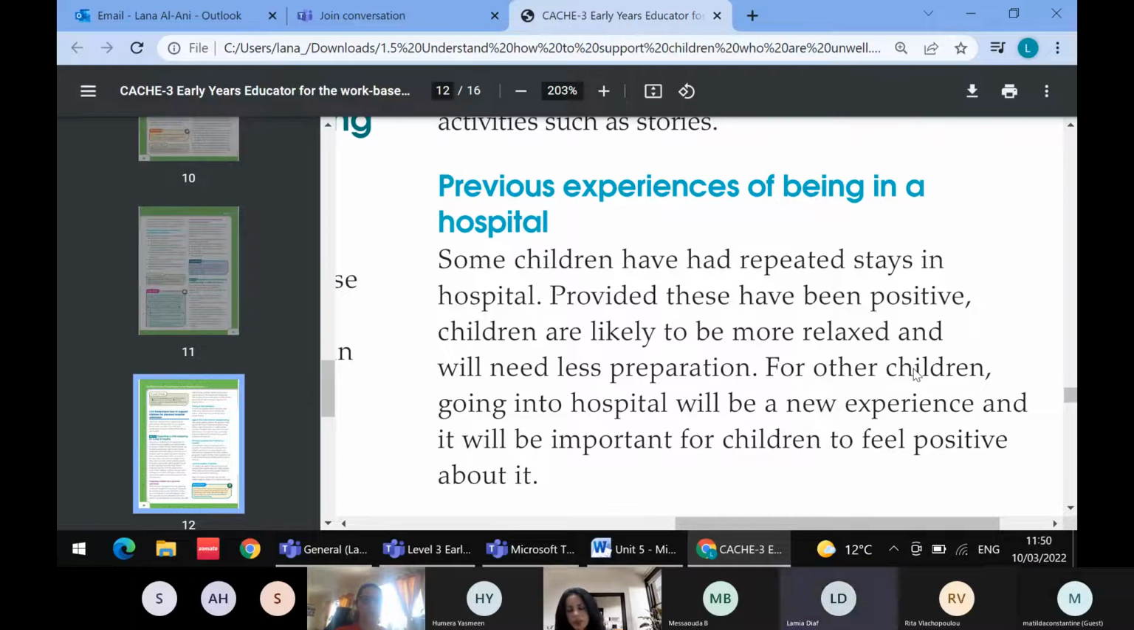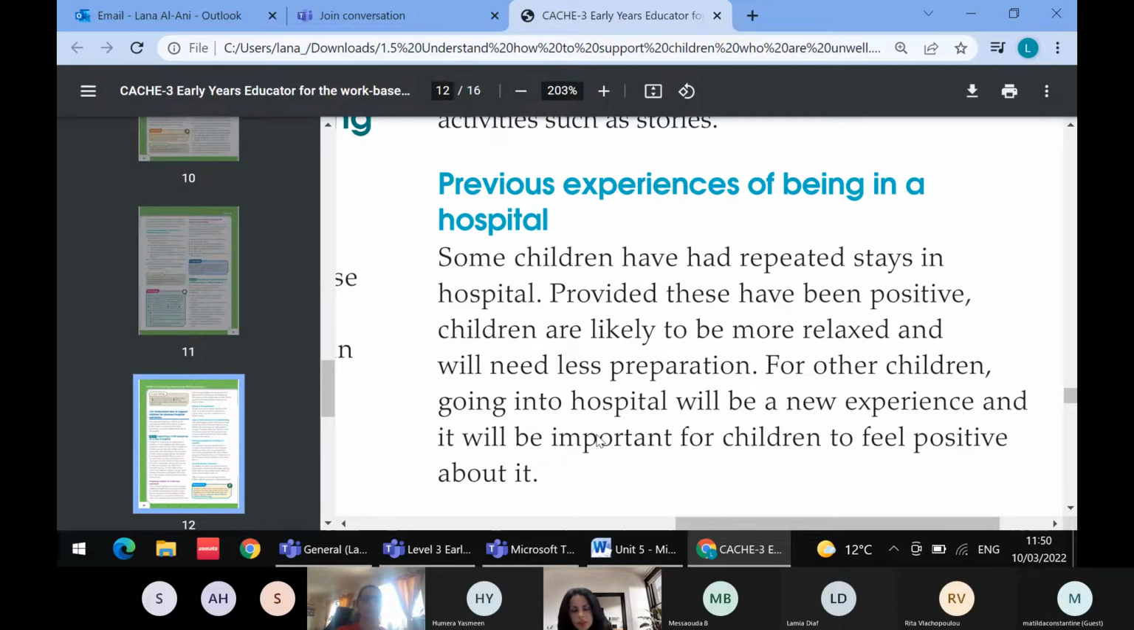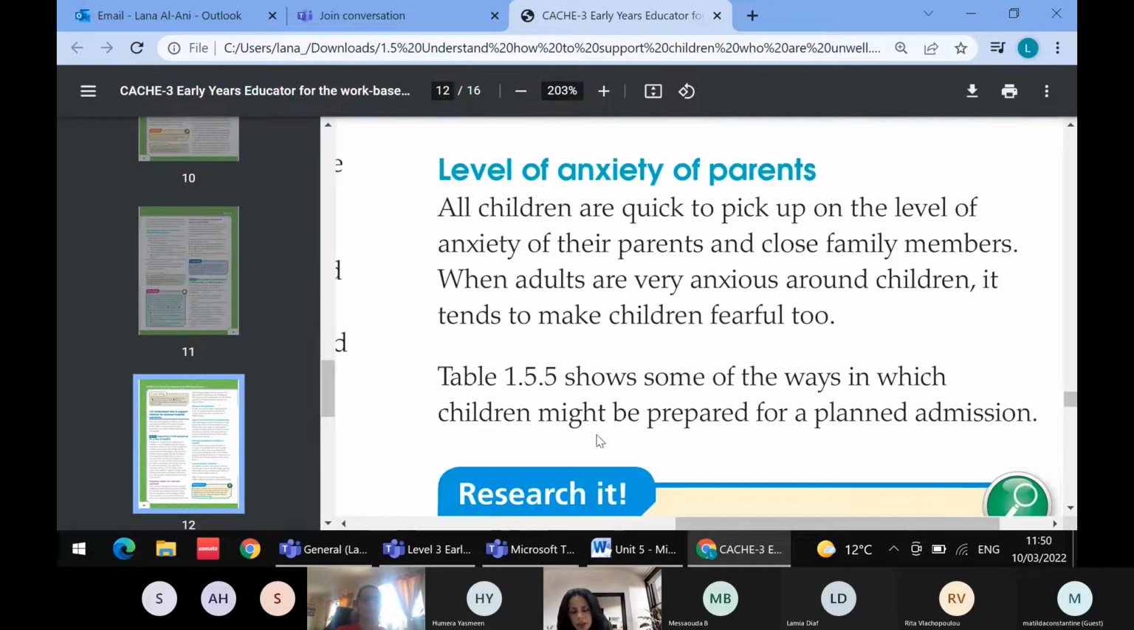Excellent. So they will need less preparation. They have a positive feeling about it. It's fine. Going to the hospital wouldn't take long, maybe 1-2 days. They will feel better and they will come out of the hospital. So that will need less preparation.